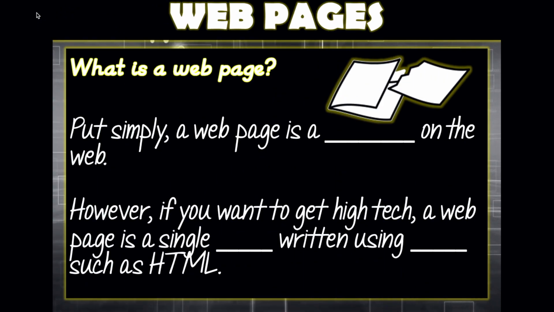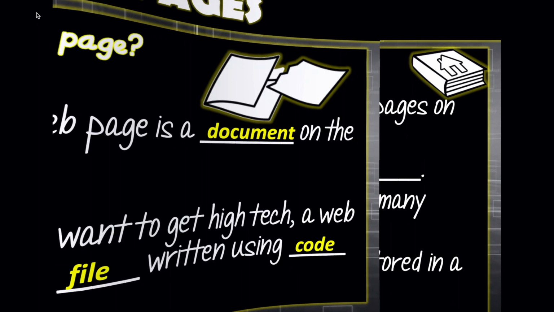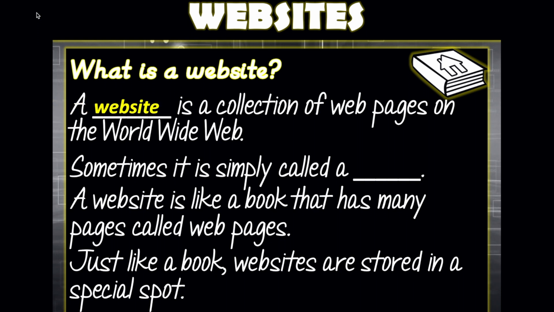Put simply, a web page is a document on the web. However, if you want to get high-tech, a web page is a single file written using code such as HTML. A website is a collection of web pages on the World Wide Web. Sometimes it is simply called a site. A website is like a book that has many pages called web pages.